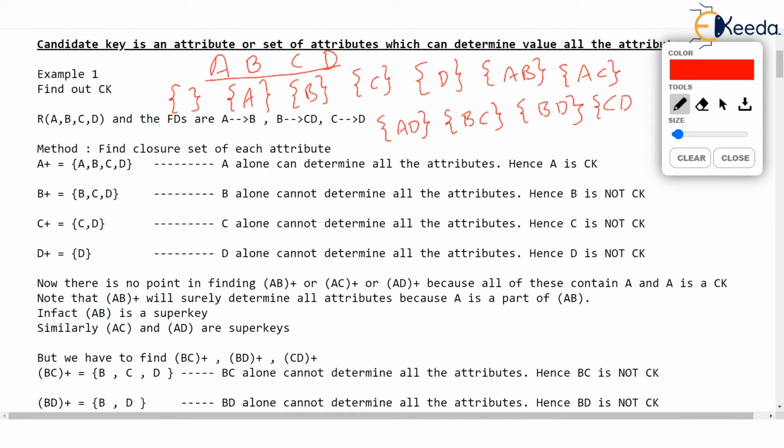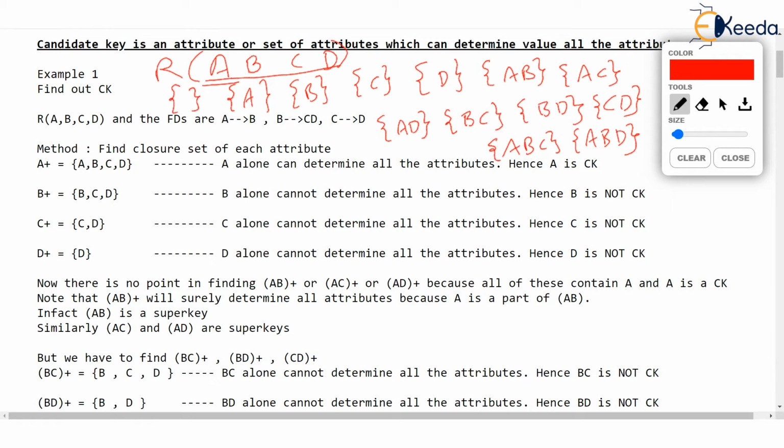And finally, I will have 3 keys also. That means ABC, ABD. Correct? How many such subsets I will have? 16. Because if there are 4 attributes in my table, then the number of subsets I can create is 2 raised to 4. Isn't it so? 2 raised to 4. That means 16 possibilities are there, and any of these 16 possibilities can be candidate key.